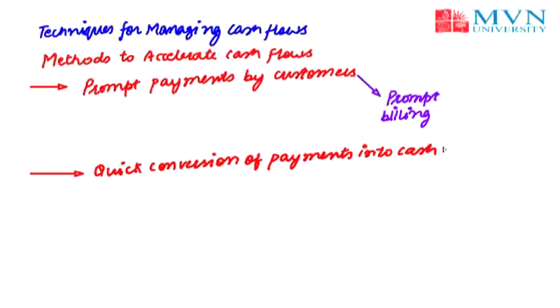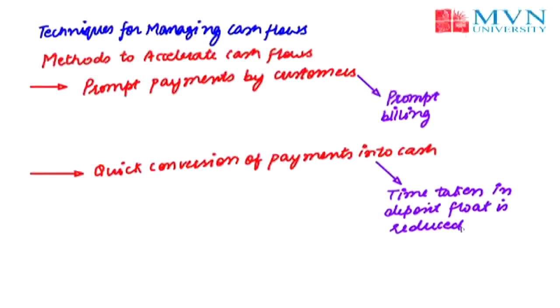An effective cash management will be possible only if the time taken in the deposit float is reduced. And this can be done by decentralizing the collections. By saying the deposit float, what I mean is postal float, that is the time taken by the post office for transferring checks from customers to the firm.